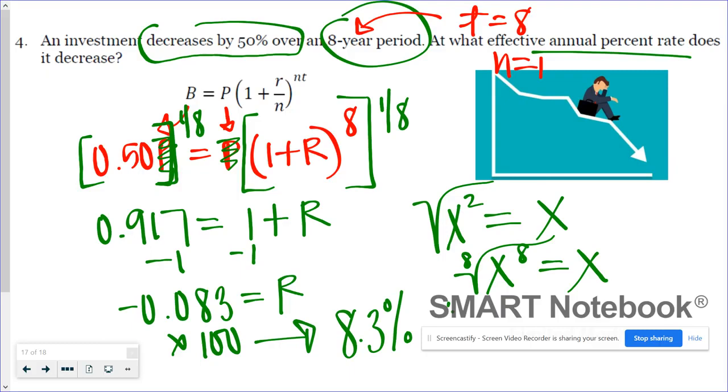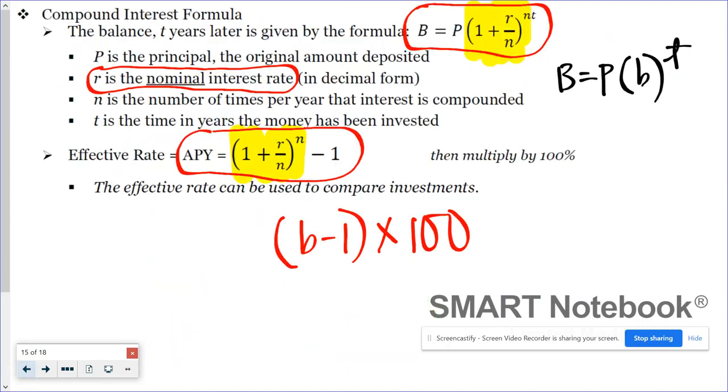And so there you have it, just a few more examples involving applications with compound interest and using that formula.